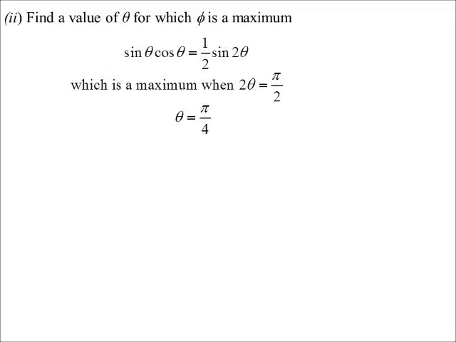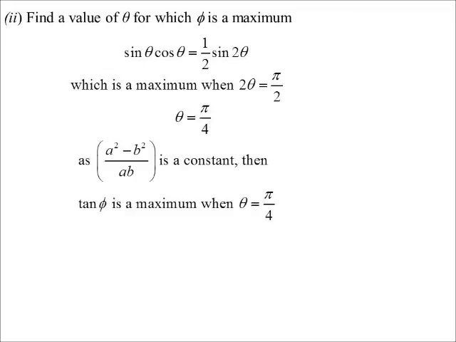So I now know that sin theta cos theta is a maximum when theta is pi on 4. Now, a squared minus b squared on AB is a constant.